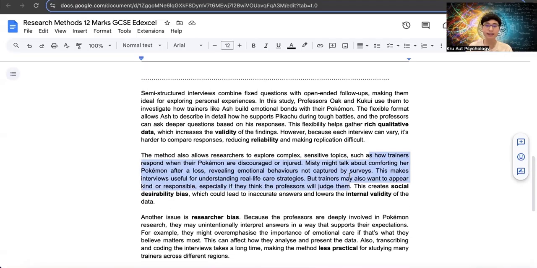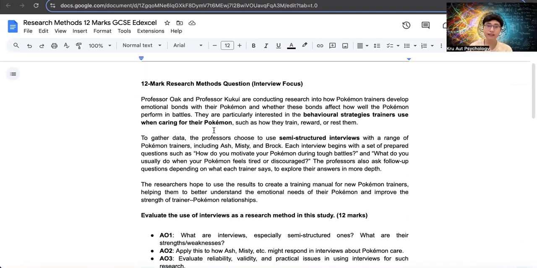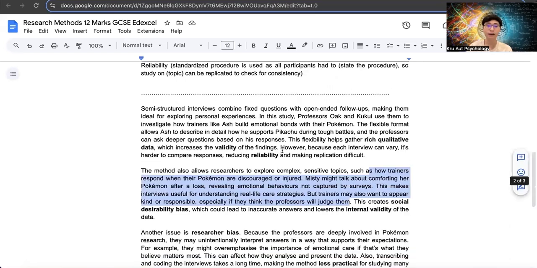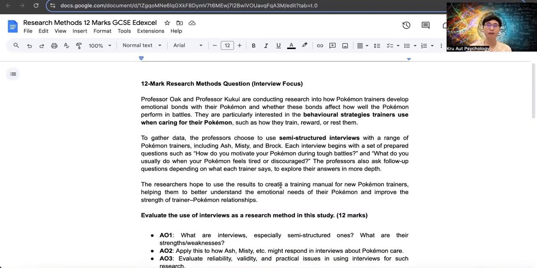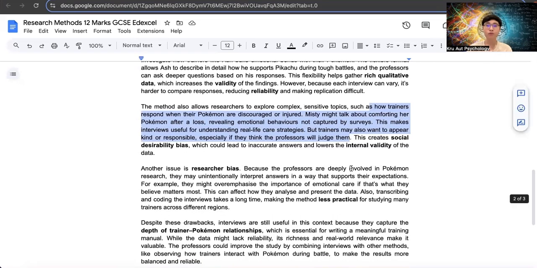Usually we stick to the scenario. It didn't say here that Misty is having a loss or revealing emotional behaviors, but it's just imagination from my scenario answer. We tend to stick with the scenario they give. It should be enough to cover AO2, but if it doesn't, then you need to pick the same points that you used in the previous paragraph and use them in the next paragraph, to link AO1 to AO2 basically. Okay, then what's next?